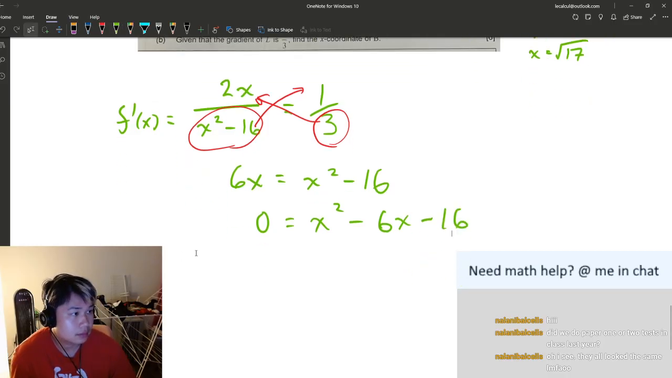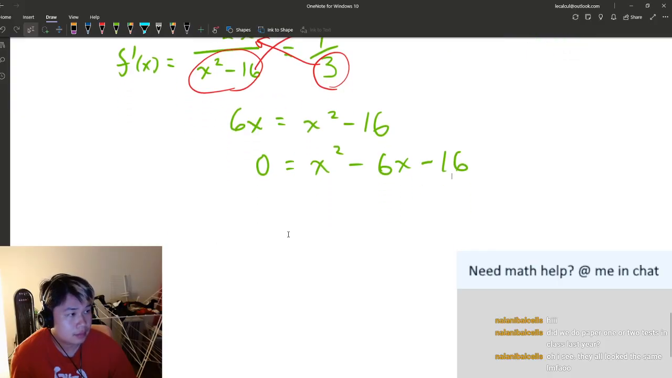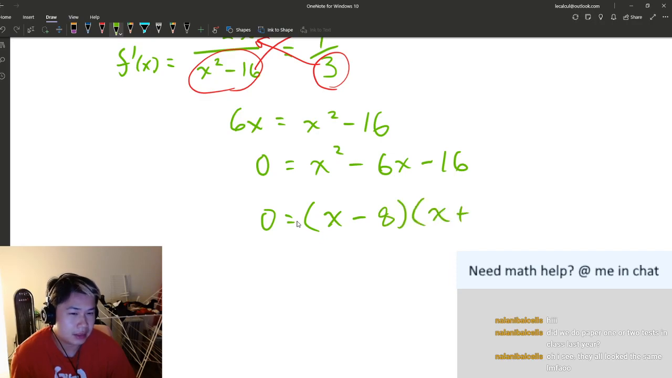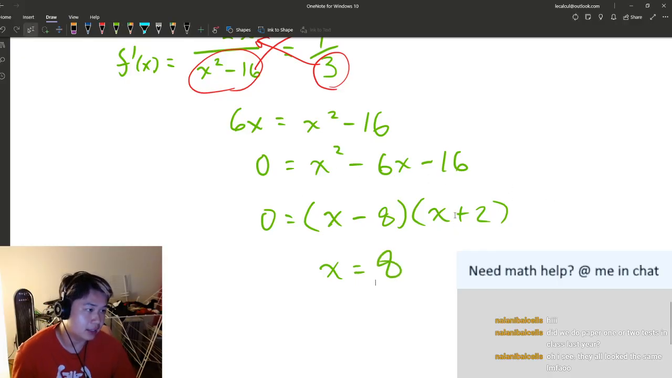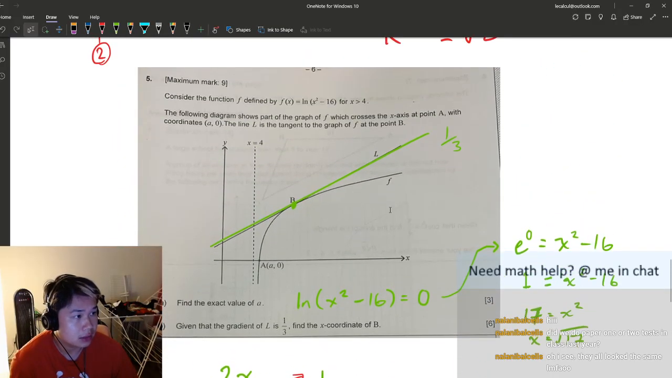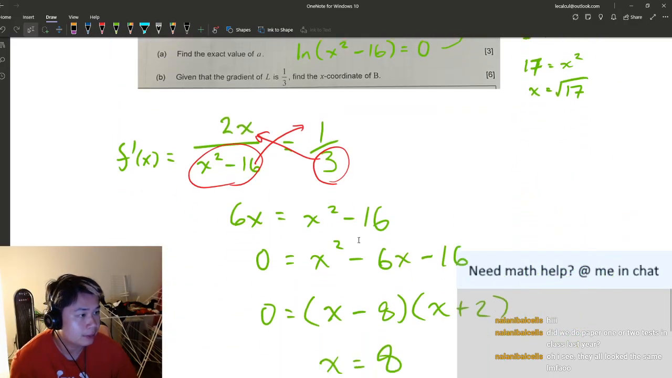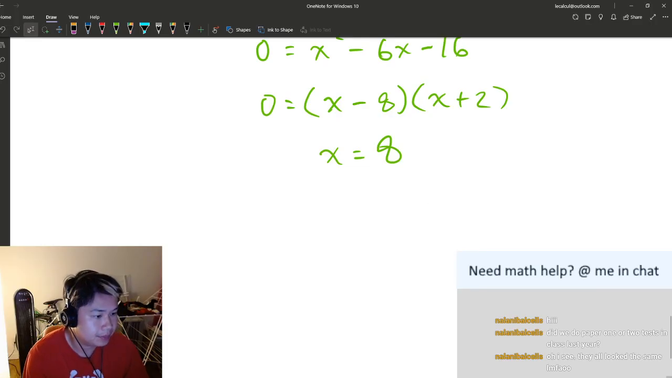Is this factorable? 16 is 4 times 4, right? And 2 times 8. Okay, we can do 2 times 8. Lucky. So x minus 8, x plus 2. So our answer is that x value has to be positive 8. And not this one, because that's negative 2. Oh, not bad. Another pretty straightforward one. Okay. Moving on.